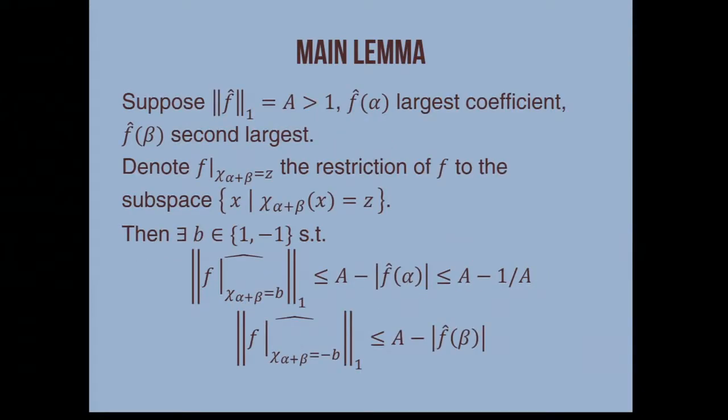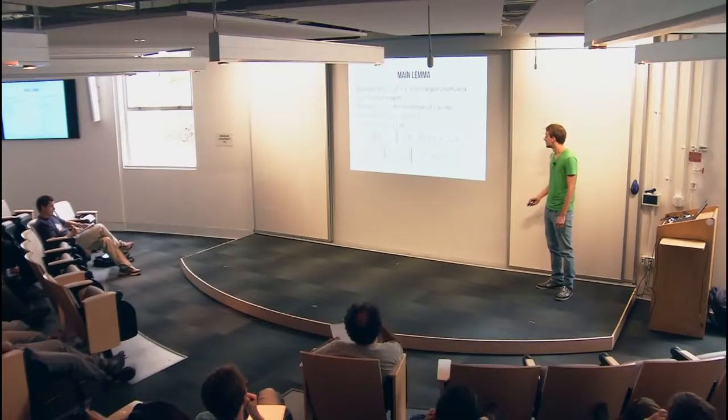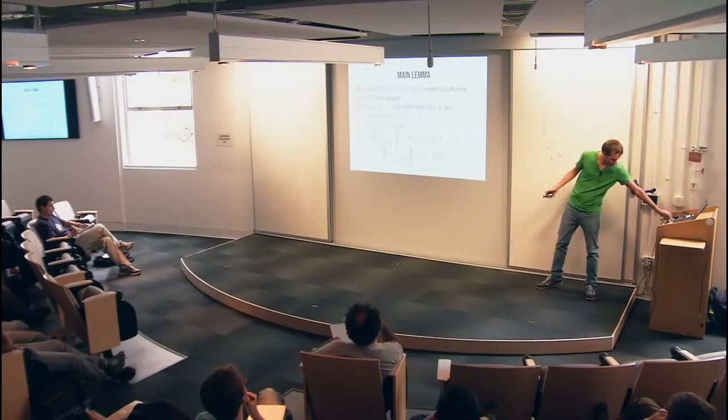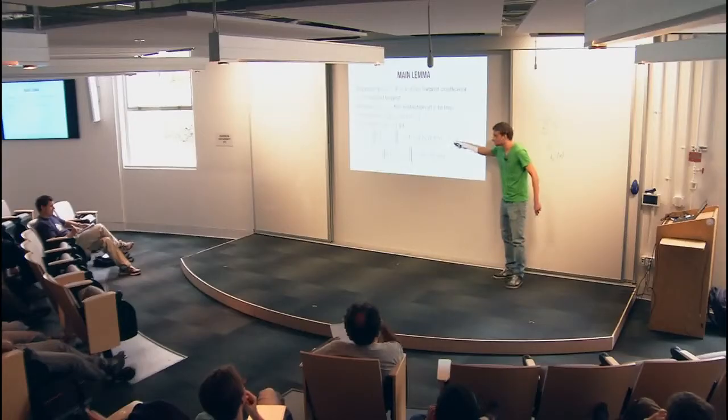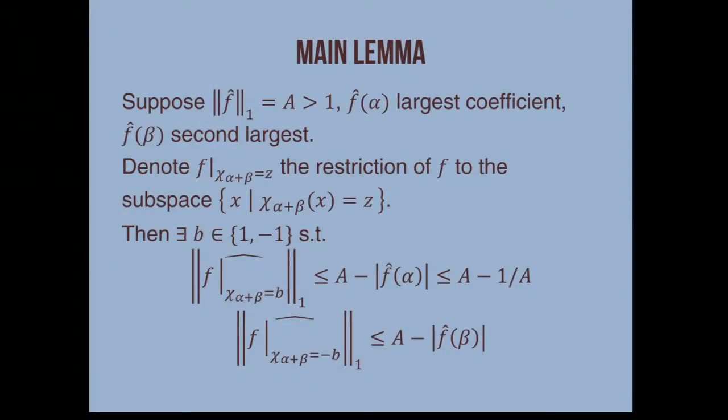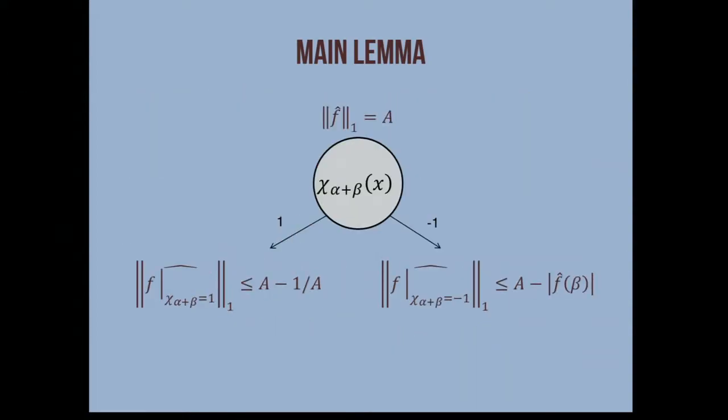I mean, that's the lemma. Is there a lower bound on what F hat beta is? So F hat of alpha must be at least 1 over A. You get that from Parseval's theorem. The second one may be really tiny, like the AND function. So in some cases you almost get nothing. Okay, so that's the main lemma.